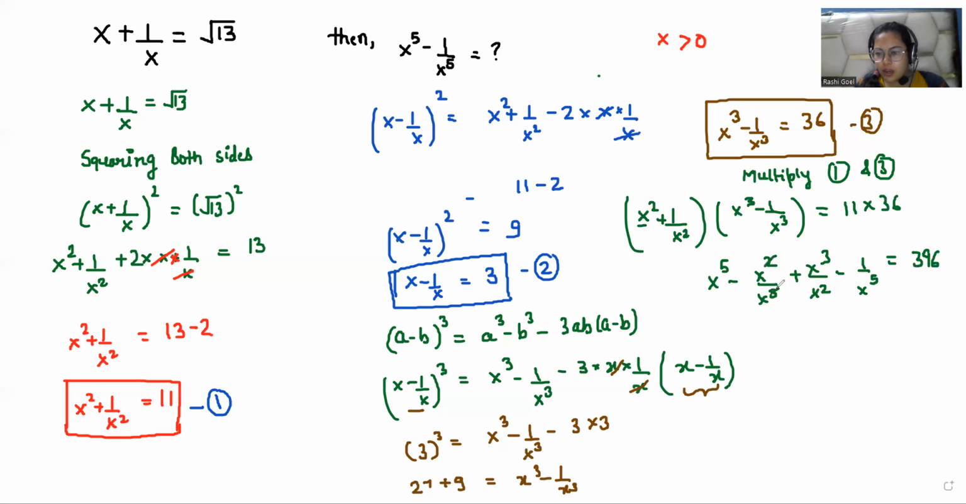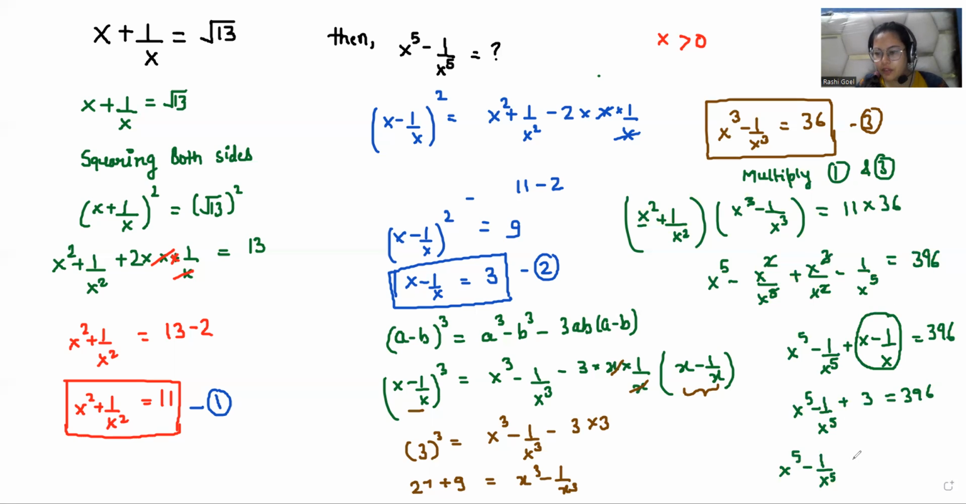So I can eliminate the values here. So what is left? x power 5 minus 1 over x power 5 plus x minus 1 over x is equal to 396. So x power 5 minus 1 over x power 5 plus, I can replace x minus 1 over x with equation number 2, that is 3, plus 3 is equal to 396. So the value of x power 5 minus 1 over x power 5 is 396 minus 3, that is 393. That's how we can find the value of x power 5 minus 1 over x power 5.